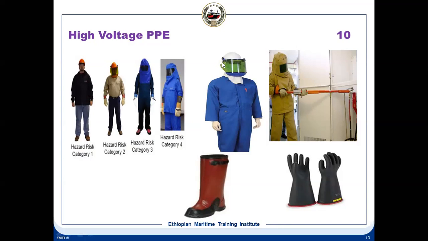This is called a full arc suit. Okay, this is an arc suit, and you can see here this is having a face shield also. This is having a hard hat, and this is the type of high voltage shoes which is used, high voltage gloves. So you can see here this is a high voltage probe. He's connecting a portable earth cable with this.